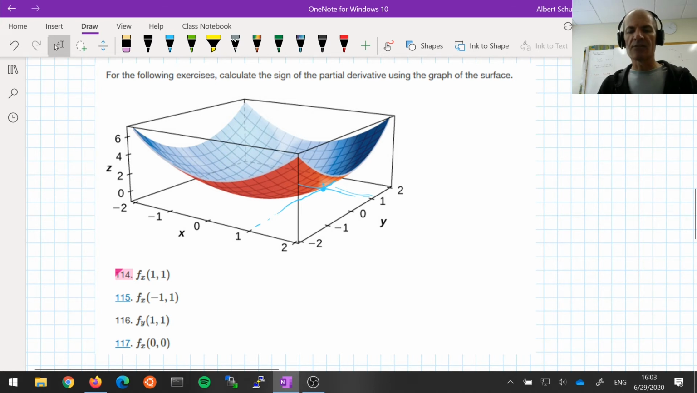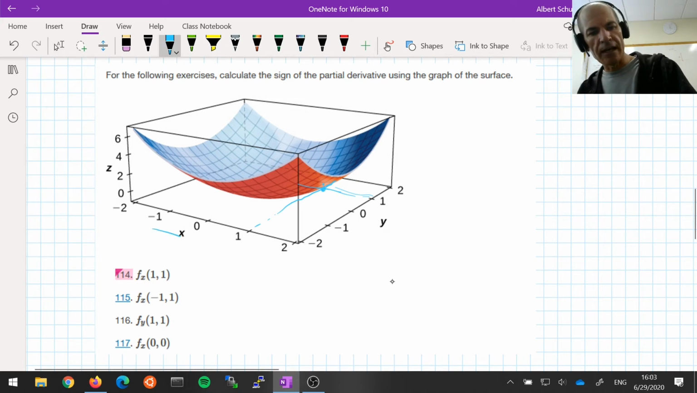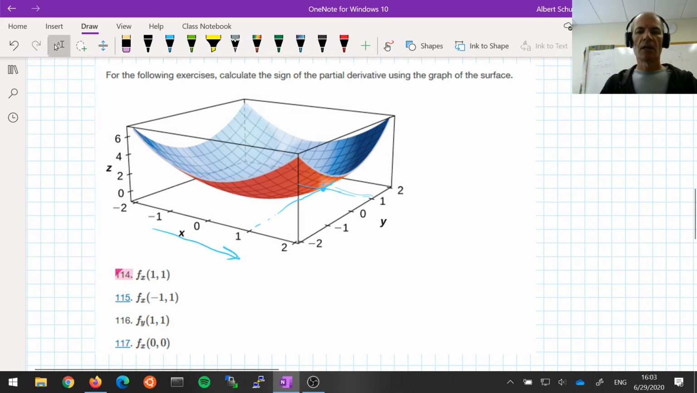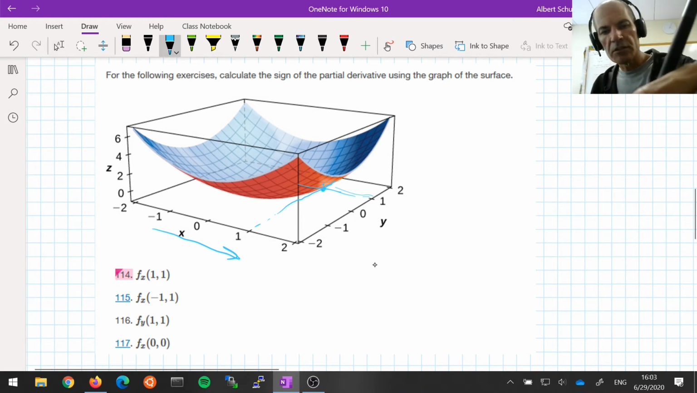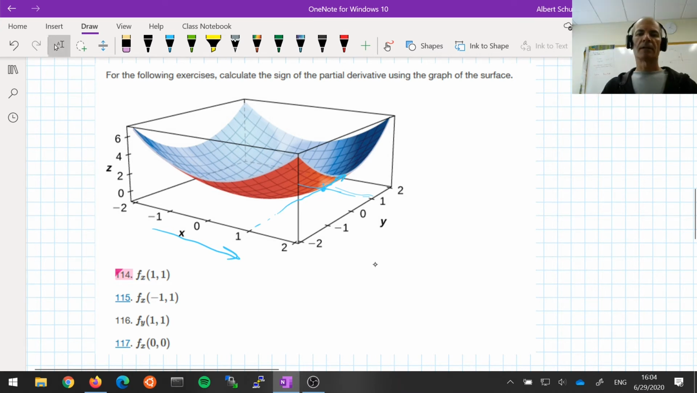It indicates the slope of the surface as we travel in the direction of increasing x, so that's this direction, and I'm on the surface. What's happening to the surface? Well, it certainly appears that the surface is going up as I move in this direction parallel to the x-axis. So that would suggest that the partial of f with respect to x is going to be positive here, greater than 0.